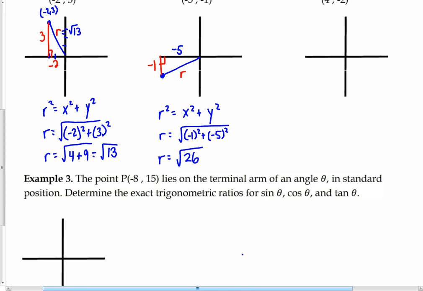Are there any perfect squares that will divide into 26? Will 4 or 16 or 9 go into 26? No? So it's fully simplified. That's it. We leave it as root 26.